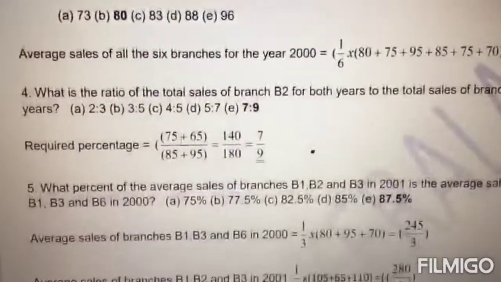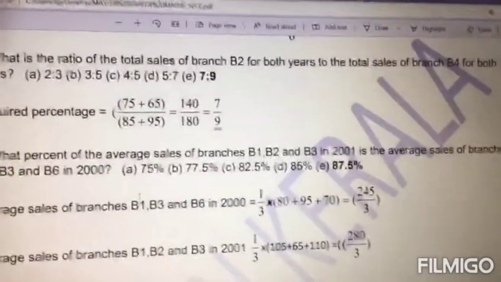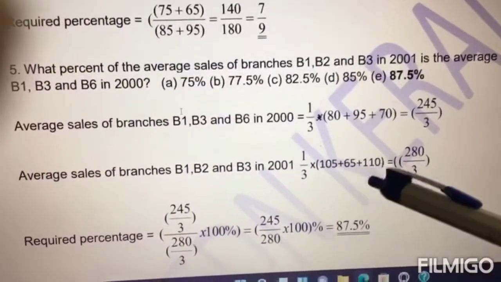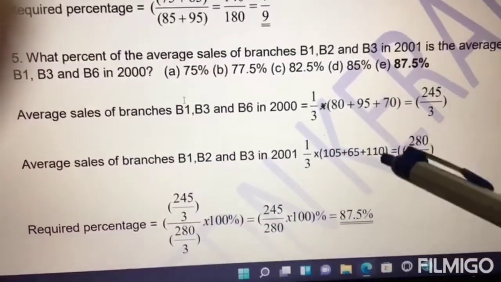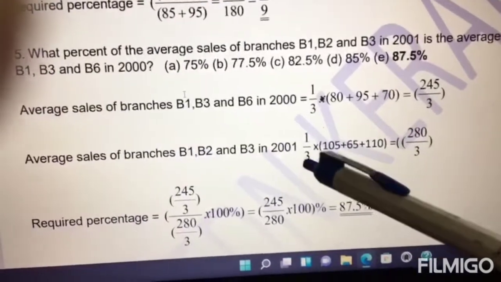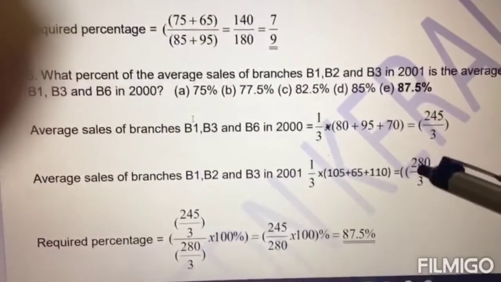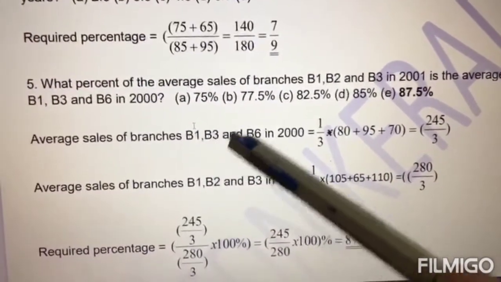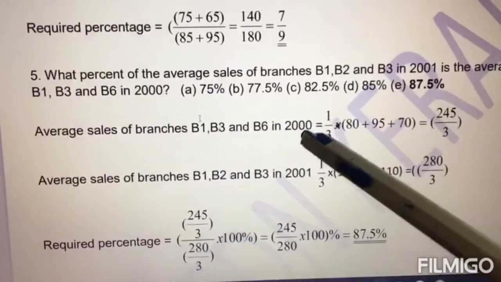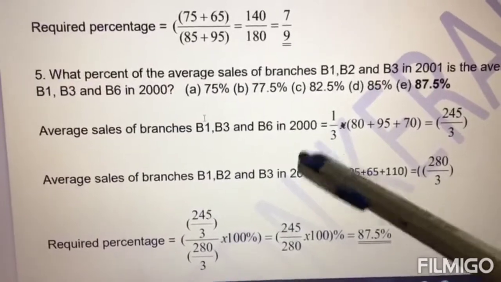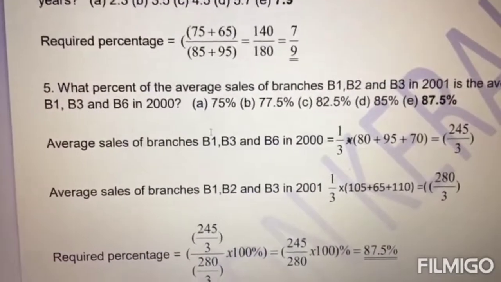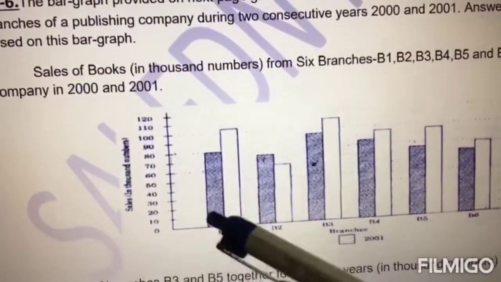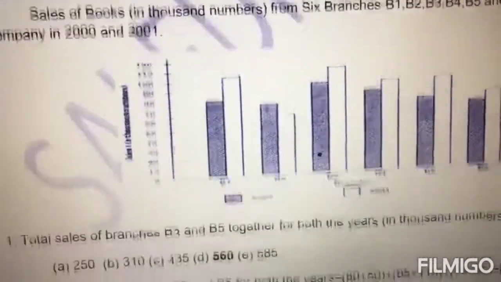Let's see if we've got the numbers correct. Yeah, so we have this number, right? Total sales of these branches in 2001 divided by the number of branches, which is 3, will give us this answer. Same way you do for branches B1, B3 and B6 sales in the year 2000. So it should be the dark bar, not the white bar, the dark bar. Okay, this, right?